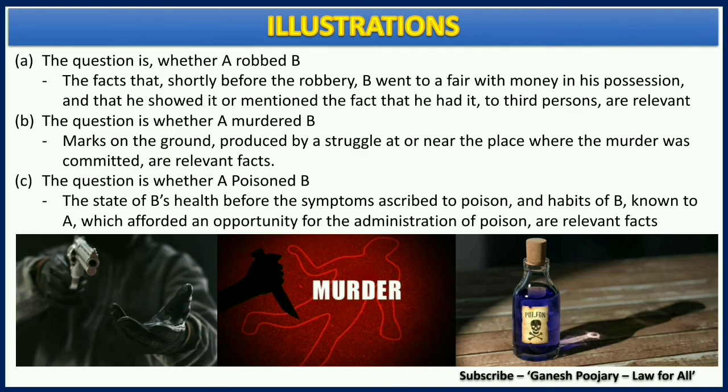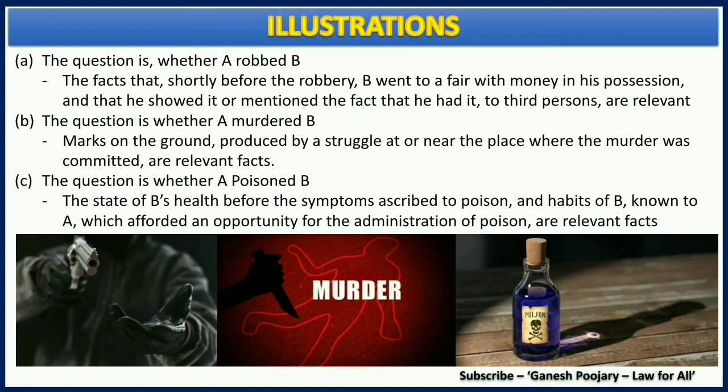The second illustration directly discusses the effect as an evidence. Now here the question of murder is there in the illustration. The question is whether A murdered B or not, and in the crime scene it was very evident that there was a lot of struggle, which is very clearly visible via marks on the ground, which is showing the effect of that particular scenario. That way that is also a relevant evidence under section 7.